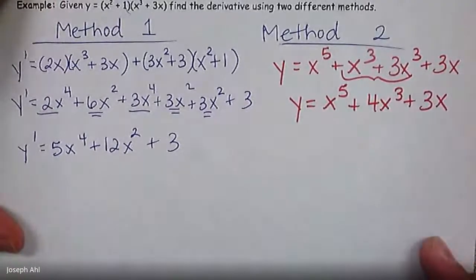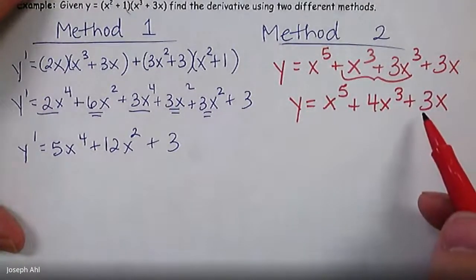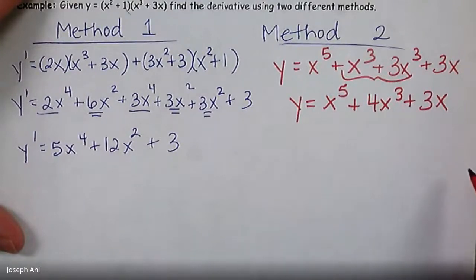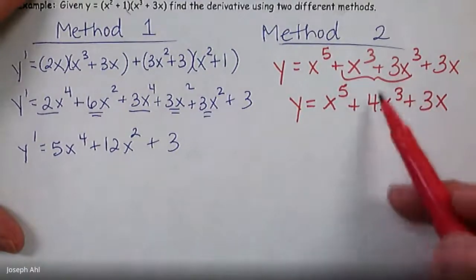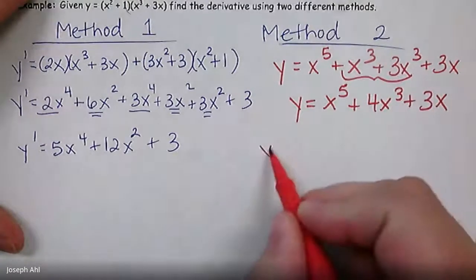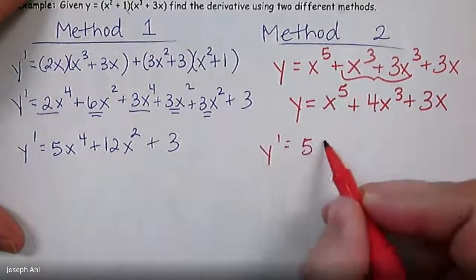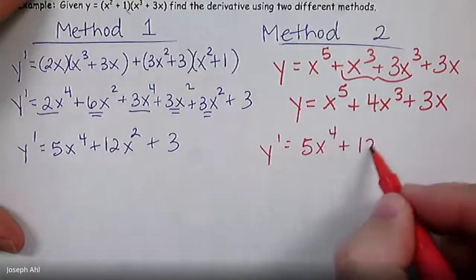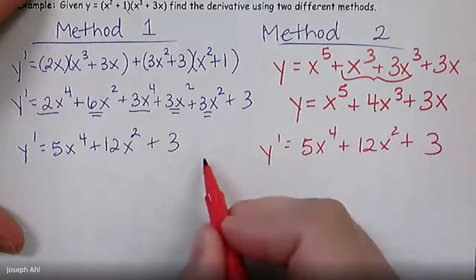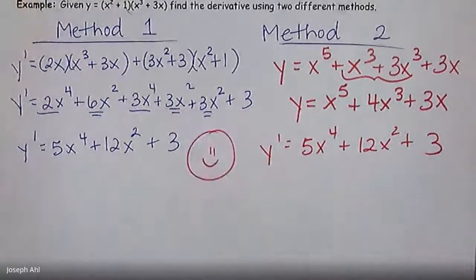And now go ahead and just apply the fact that we can find the derivative of a sum. It's just the sum of the derivatives. And we're also using the power rule as well. So y prime in this case would be 5x to the 4th plus 12x squared plus 3. And now we're happy because those two methods actually do match in terms of their answers.